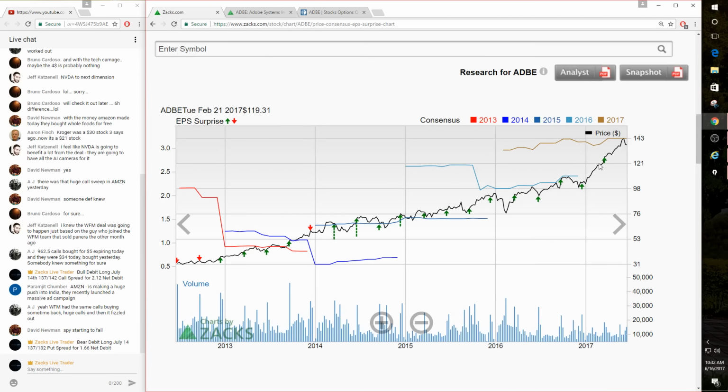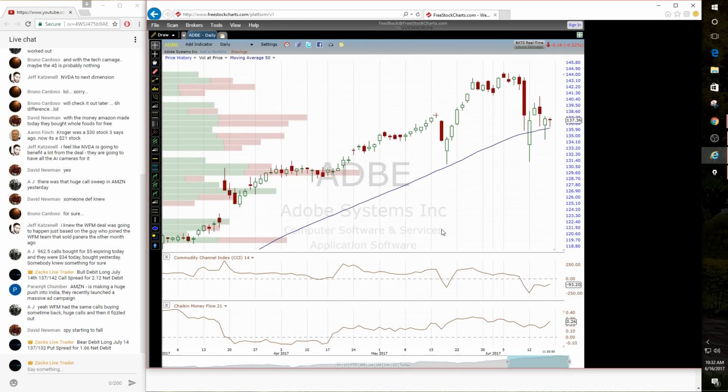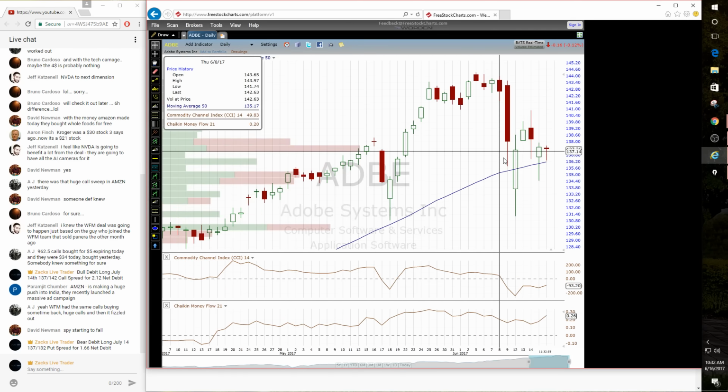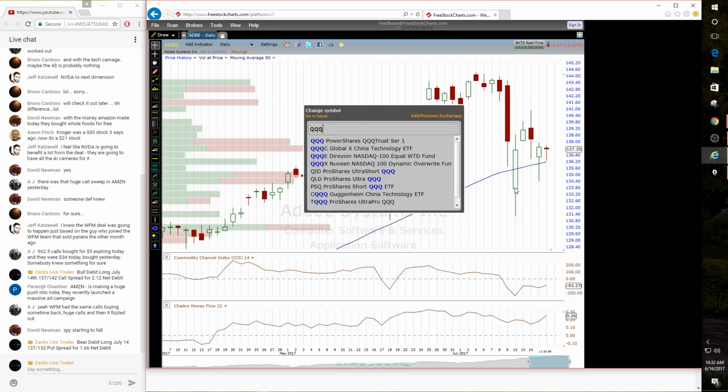I always go back to the price consensus and EPS surprise chart to make my final determination on if I'm going to be bullish or bearish on a stock. And in the case of Adobe, I'm on the bullish side of this trade because it's hard to fight this earnings trend. On the same token, though, I have a market that's oversold. Adobe's oversold. The Qs are oversold.